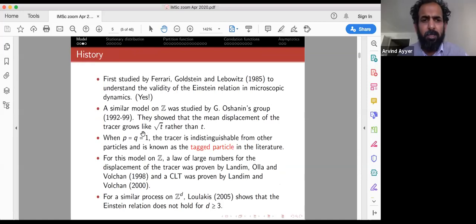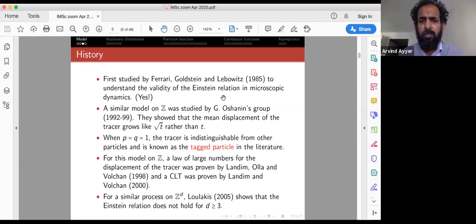So this was first studied in 1985, as I said, to study this Einstein relation, which was one of the things that Einstein discovered in his Annus Mirabilis, 1905. Anyway, I don't want to get into it. There's some physics motivation, if you like.